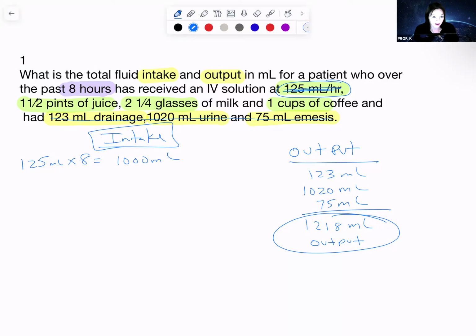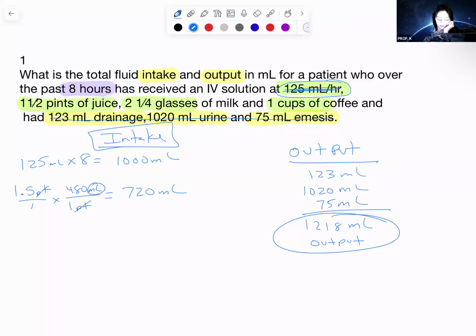So what's 1.5 pints? Well, you can write it as 1.5 pints. And this is where dimensional analysis comes in. 1 pint is how many milliliters? Oh, thank you, Charlotte. 480 milliliters. Cross off my pints. I have my milliliters. So 1.5 times 480 is 720 milliliters.